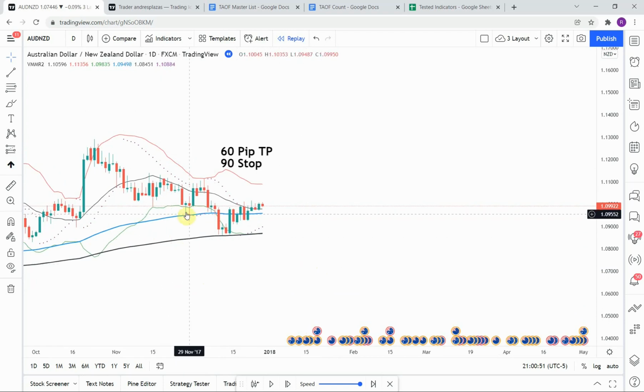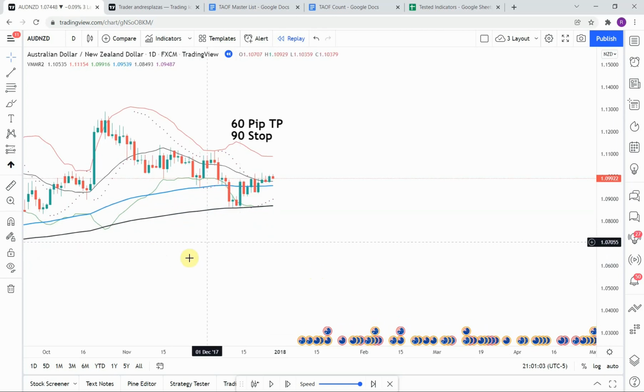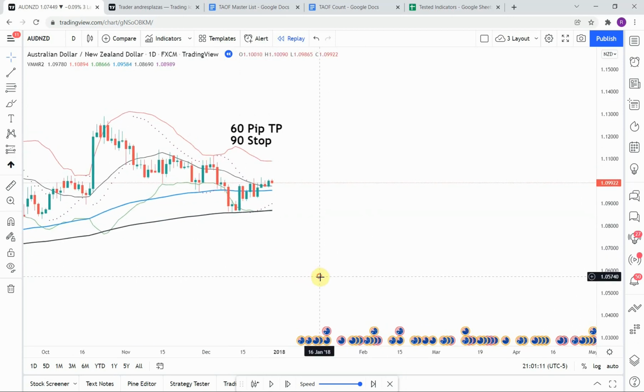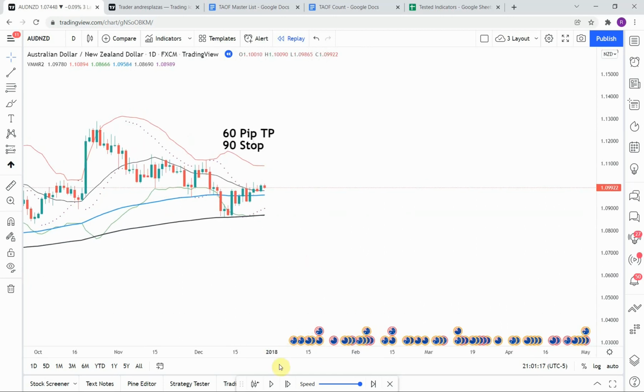So when the blue line is above the black, then we are looking for the price action to break up above that center line, and that will be a long signal. When the blue line is below the black, then we are looking for the price action to break below that center line, and that would be a short signal. And so that's what we're looking for. Let's go ahead and get on with the testing and see what we can get out of this.